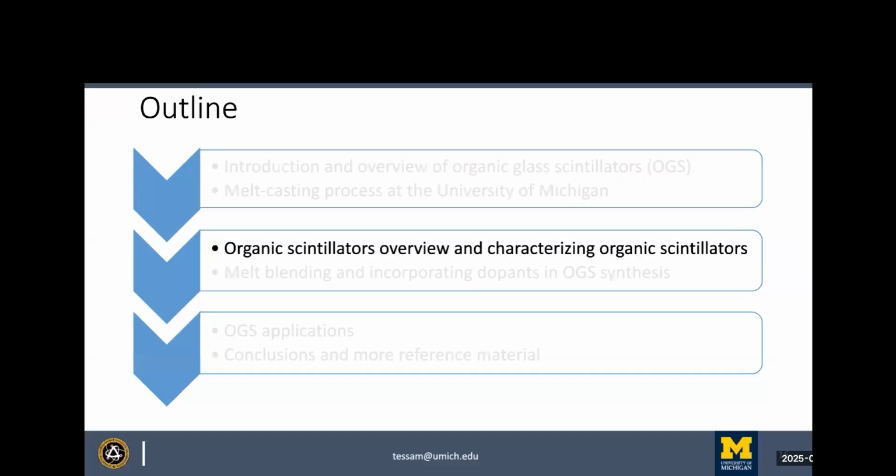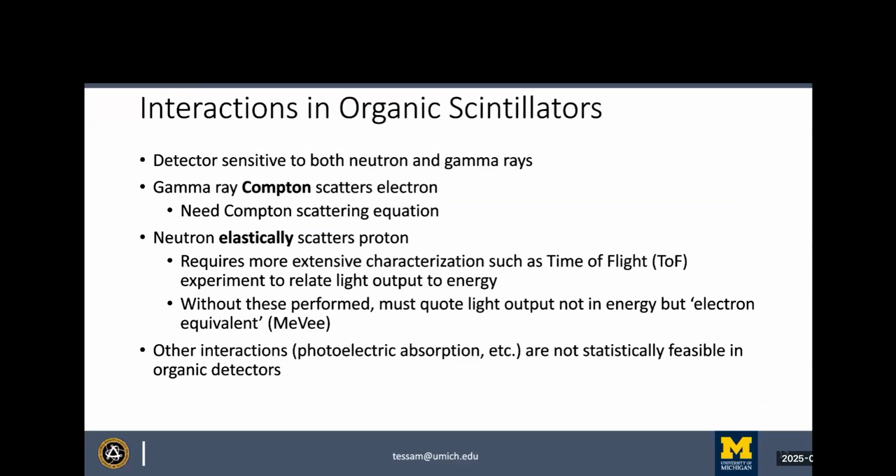Now, once we have cast the glass, how do we characterize it? This is also where I'll be getting into some of the properties of organic scintillators in general to help us understand better what exactly we want to characterize with the glass. Organic scintillators in general have a couple of different types of interactions. They are sensitive to both neutrons and gamma rays.